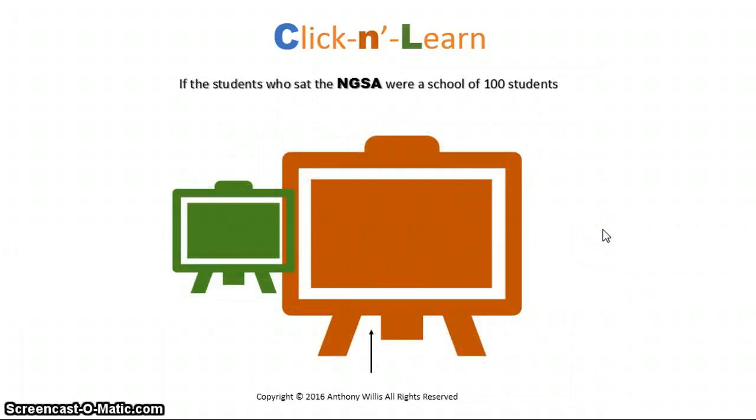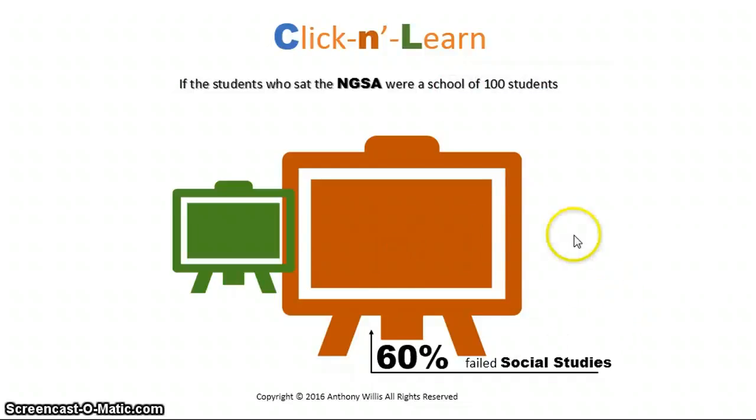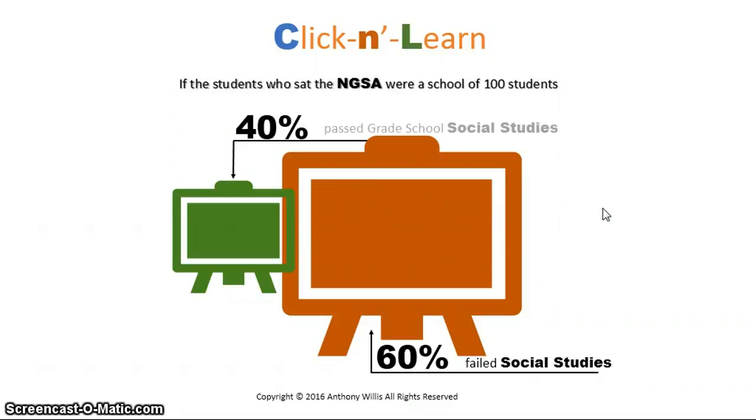Now let's look at the case for social studies. If the students who sat the National Grade 6 Assessment were a school of 100 students, then one can represent social studies. 60% failed, 40% passed. So you can see visually the proportion is unacceptable.